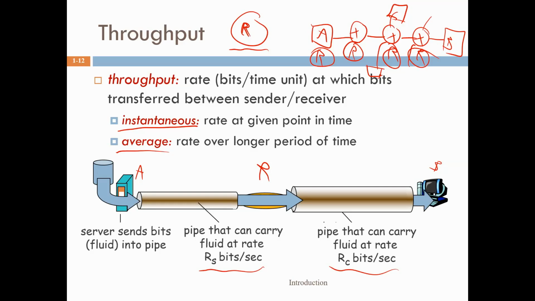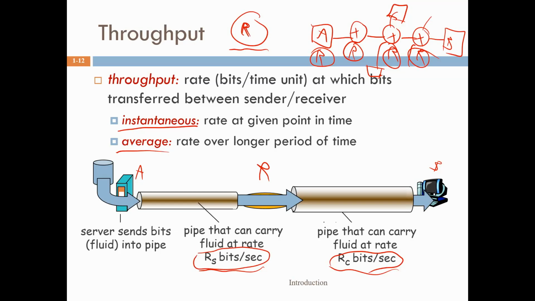Think about it this way. What will B see at the end of the day? B is connected to R, and R is sending at a rate of RC bits per second. But what is R actually getting? R is getting only RS bits per second. So the question is, can R send something that it doesn't have?